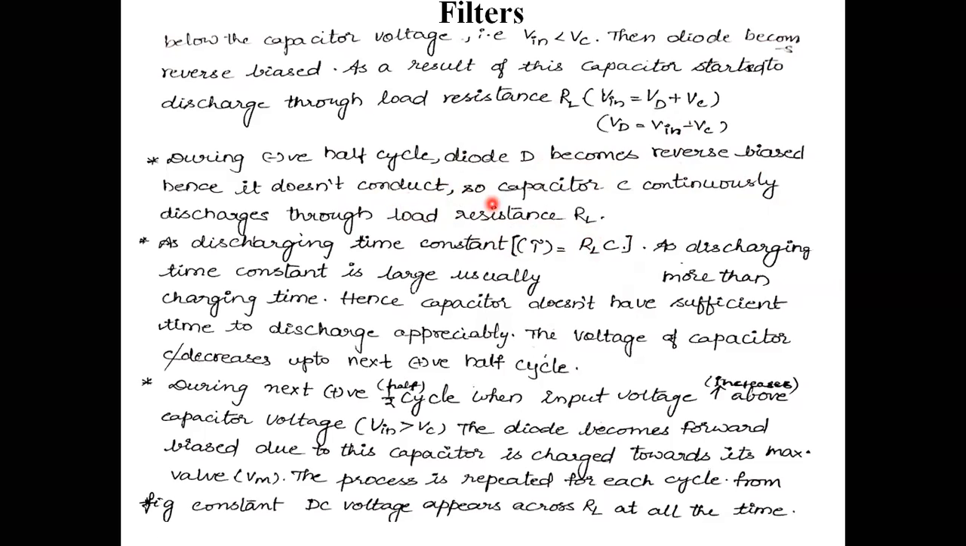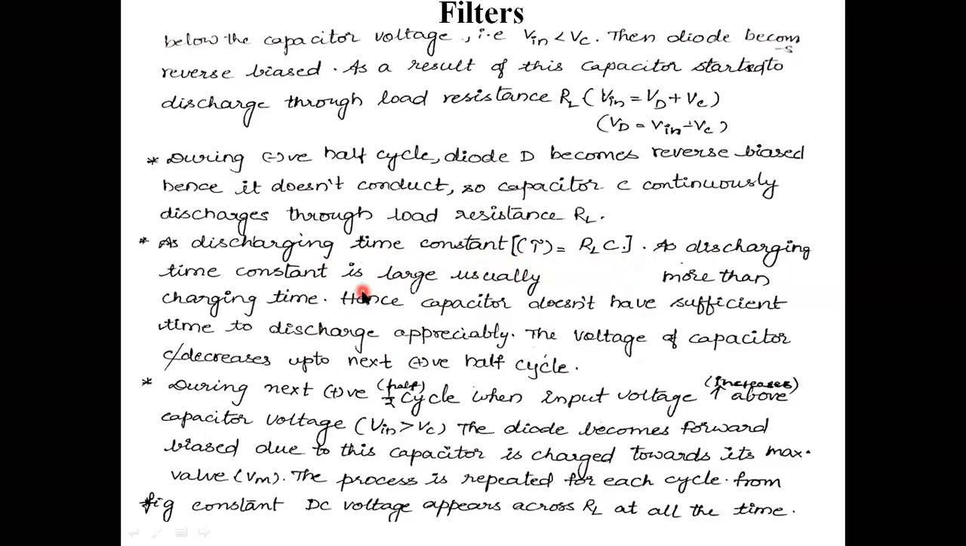And during the positive half cycle, the capacitor is completely charged and reaches the maximum value, that value is Vm. The discharging time constant tau is equal to RL C, that is the load resistance RL times C. The discharging time constant tau is given with respect to load resistance RL and capacitor C.